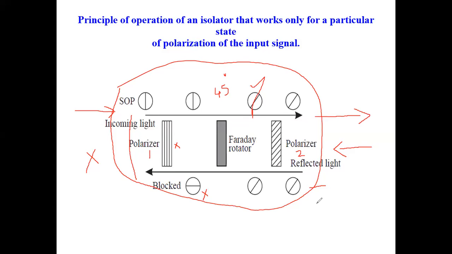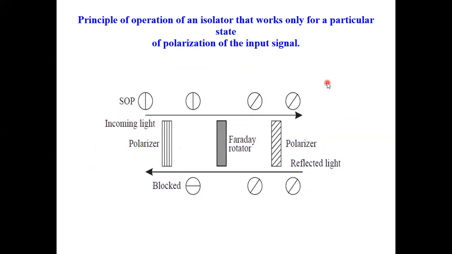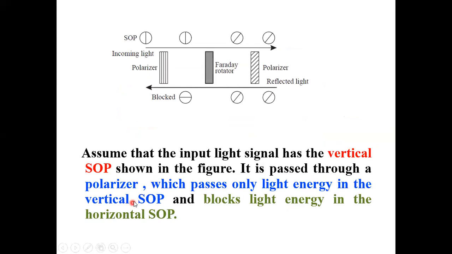So continuing with the explanation, the same thing will be there in the slide. If I have missed out some points, you can read it. So this is from the notes only. So assume that the input light signal has vertical state of polarization. It is passed through a polarizer which passes only light energy in the vertical SOP and blocks the light energy in the horizontal SOP. Okay, so this is talking about this part.